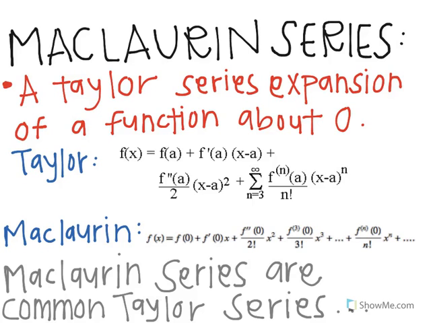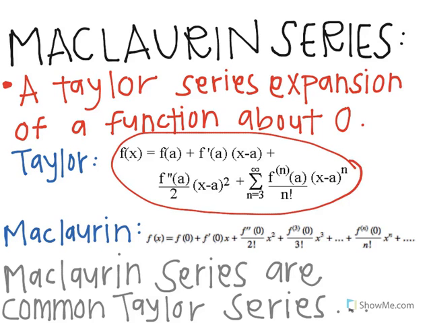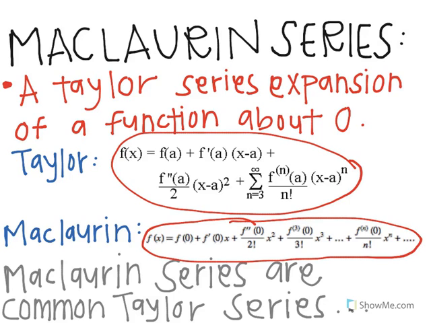A Maclaurin Series is a Taylor series expansion of a function about 0. Another way of saying this is that you take a Taylor function and you center it around 0. So basically you take this formula right here, and it is changed into this because you just replace the a with zeros, if that makes sense.